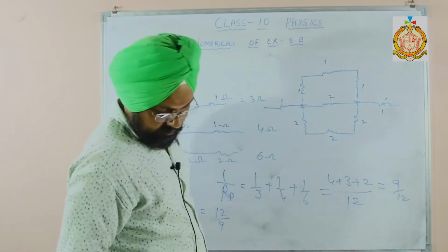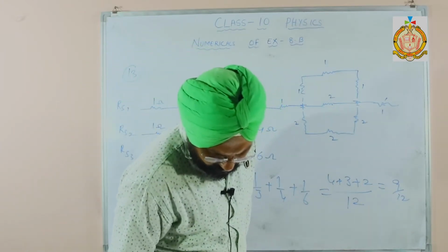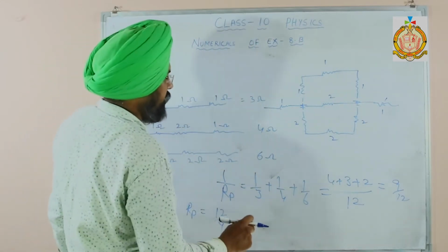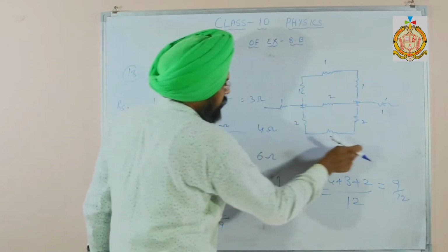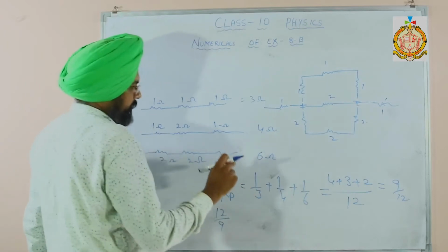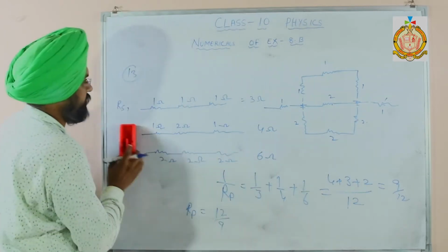Now R parallel is equal to 12 upon 9, so R parallel is equal to 3. Or we can solve it like that also. The combination of this one will also be like that only. Here we can do it like that only.